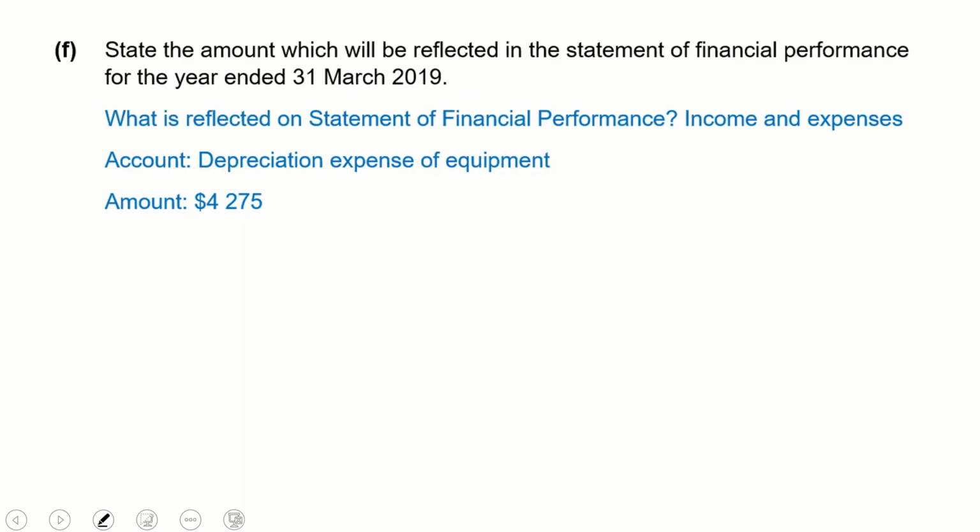Next, you are asked to state the amount which will be reflected in the statement of financial performance. Now, what is reflected in the statement of financial performance? Income and expenses are reflected. Hence, the account that will be shown inside the statement of financial performance is the depreciation expense of equipment. For that year, the amount is 4275.